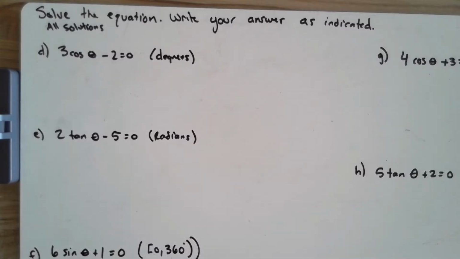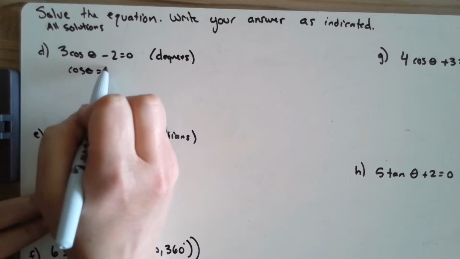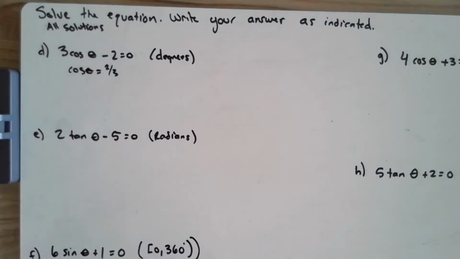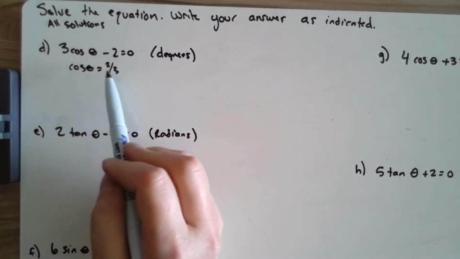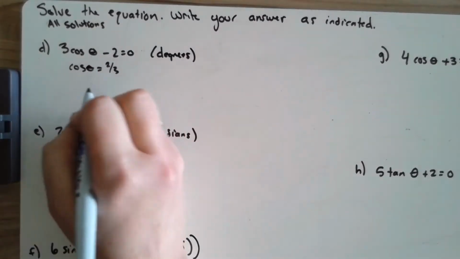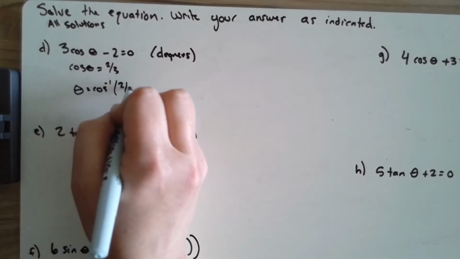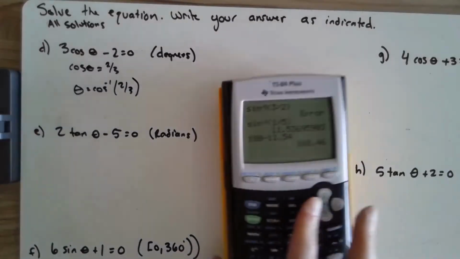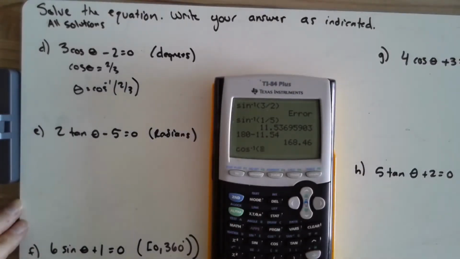Okay, so again, always get your cosine by itself, or sine or tangent. So I added a 2 divided by 3, so cosine equals 2/3. Again, not on the unit circle. So theta equals cosine inverse of 2/3. Okay, again, we're still in degrees. My calculator is still in degrees, so I should be good.